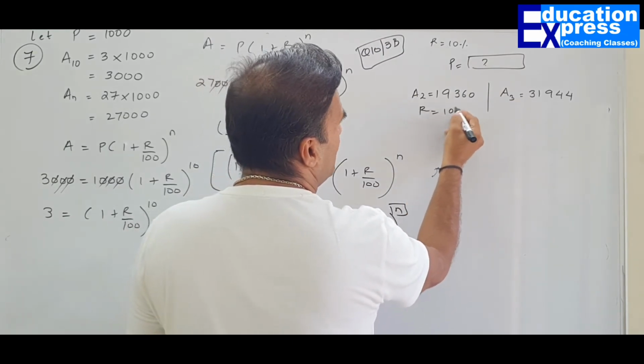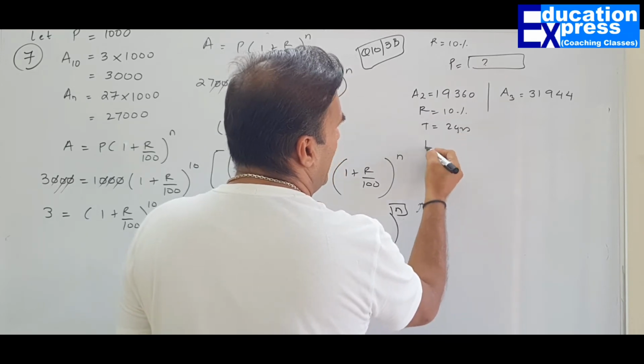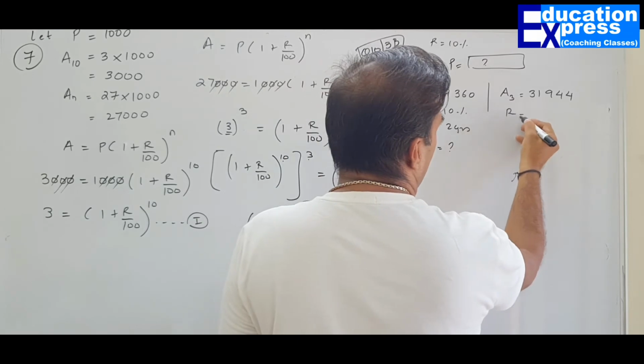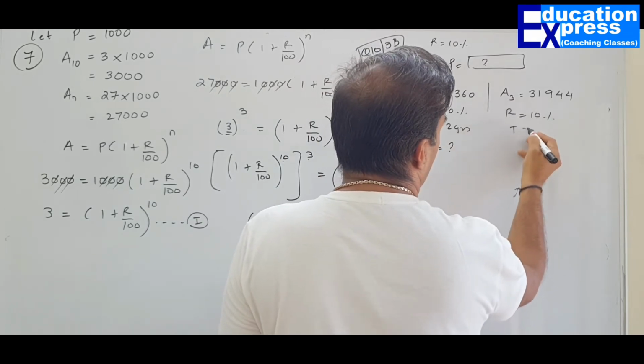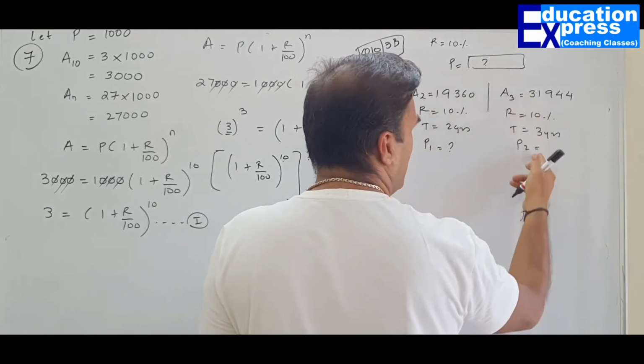Rates are known to us. Times are known to us, 2 years. So can you find out the principal for this portion? Yes, sir. Same way, rates are available, time available, 3 years. So can you find out the principal for this portion?